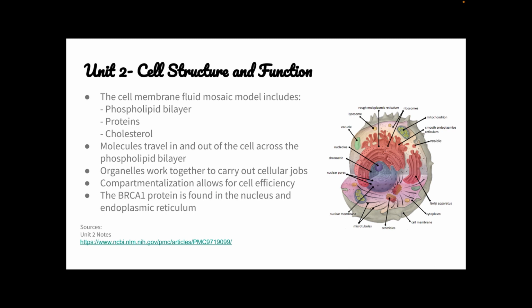And so when we talk about the BRCA1 gene, the BRCA1 protein is found in both the nucleus and the endoplasmic reticulum. It used to be thought that it was only in the nucleus to help repair DNA damage, but it's now found that the functional protein also works at the endoplasmic reticulum, which is a place of protein production for ribosomes on the rough ER, and the smooth ER helps detoxify the body.